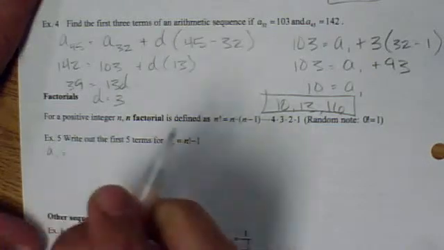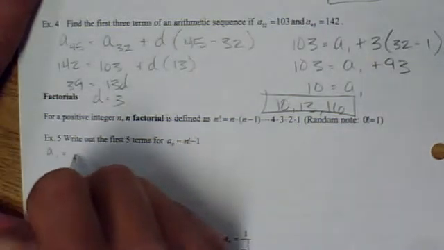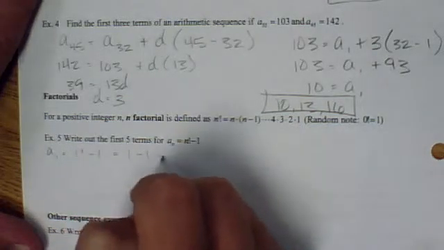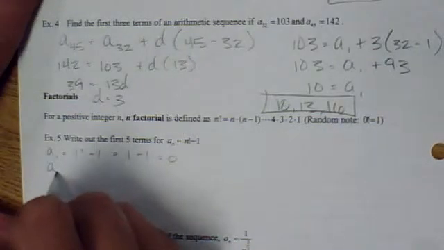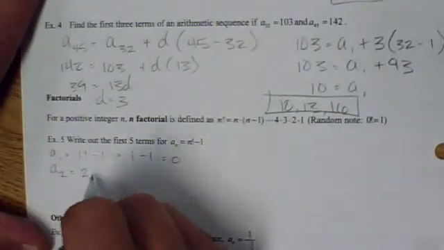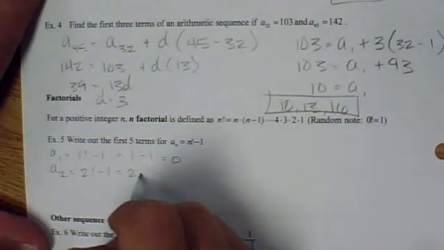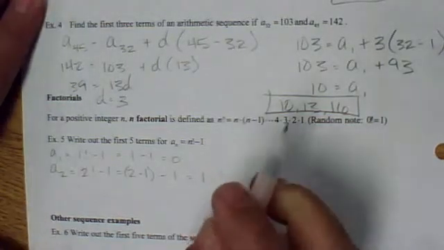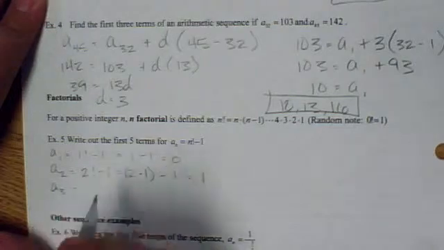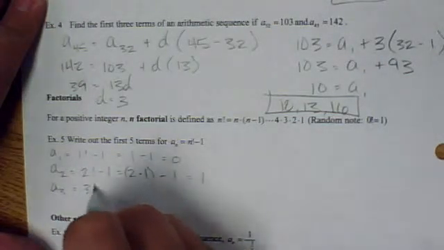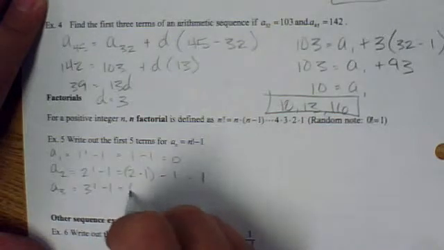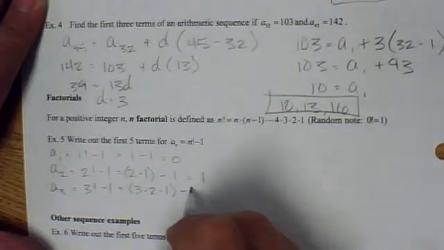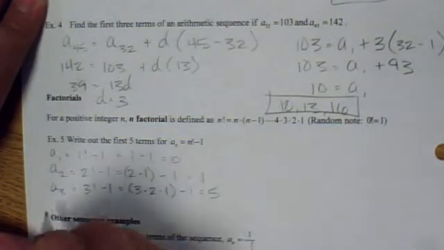So the first term, we would say 1 factorial minus 1. Well, 1 factorial is just 1, and we get 0. 2 factorial minus 1, so 2 factorial is 2 times 1 minus 1 equals 1. The third term would be 3 factorial minus 1, so 3 factorial is 3 times 2 times 1. You get 6 minus 1 is 5.